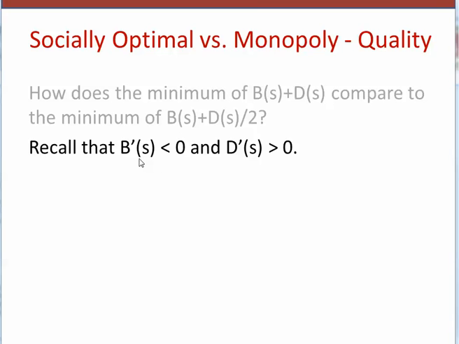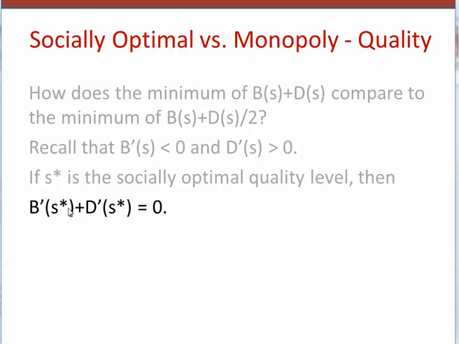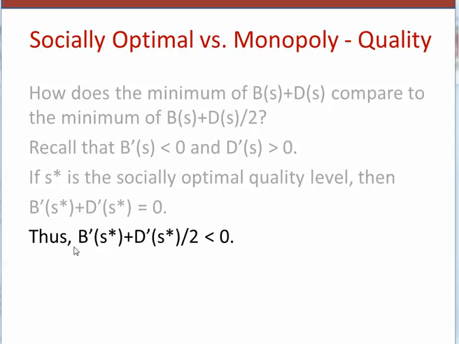And recall by our assumptions, B prime is negative, D prime is positive. So if S star is the optimal quality, the socially optimal quality level, B prime of S star plus D prime of S star equals 0. And remember, this term over here is negative, this term is positive. So B prime of S star plus D prime of S star over 2, that's less than 0 because, if you will, I'm adding less of a positive than I was adding over here. And if this one added to 0, this one has to add to something less than 0.